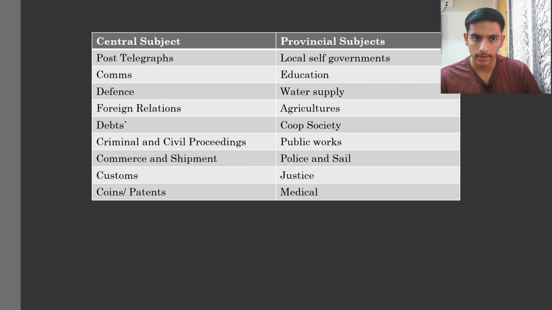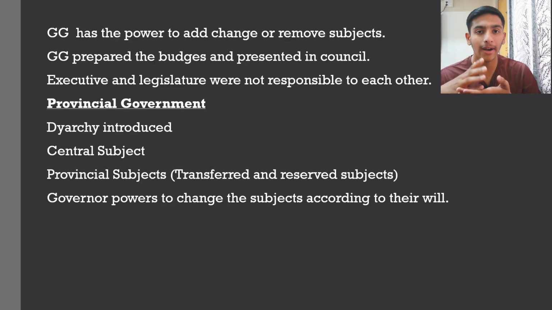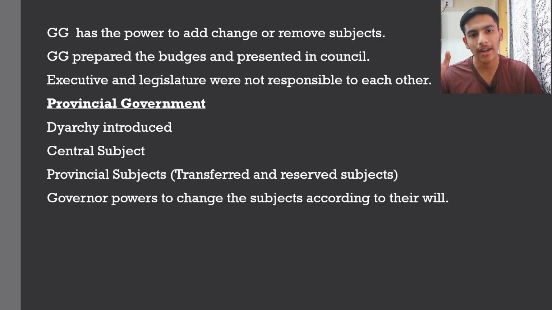A short summary of the subjects. Central subjects included post and telegraph, communication, defense, foreign relations, debts, criminal and civil proceedings, commerce and shipment, customs and coins, and patents. The remaining subjects regarding education, water supply, cooperative societies and public works were provincial subjects. So subjects were clearly divided, and the Governor General had power to change, add or remove any subject at whatever point he wanted. And he prepared the budget and presented it in the council.